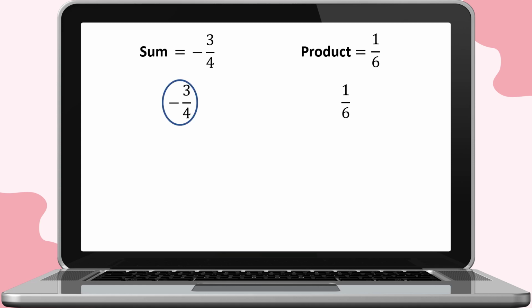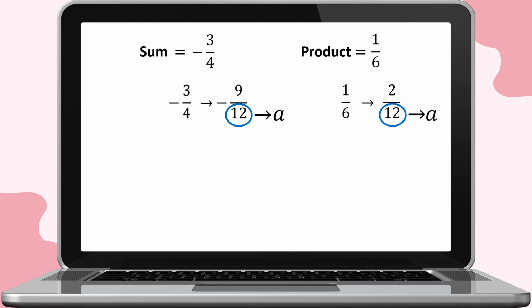-3/4 is now -9/12. And +1/6 is now +2/12. Our focus will now be on -9/12 and 2/12. Our denominators are now the same, so that will now be our A. The numerator of our sum will now be our -B. Take note, the negative sign will be carried by the numerator. And the numerator of our product will be our C.